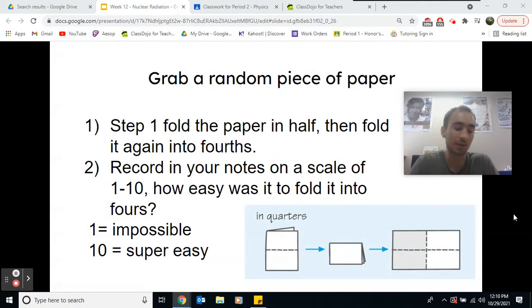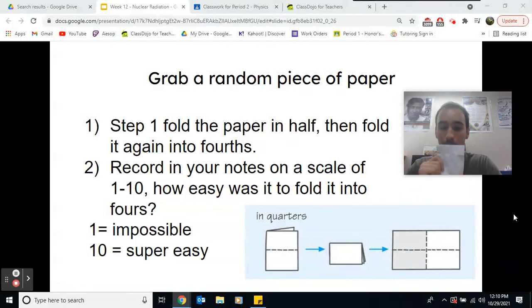The next, I have a little activity for you. I want you to get a random piece of paper. Okay? Here's what I want you to do. You need a piece of paper. I want you to do it with me. Get the paper, a paper like this, fold it in half, and then fold it in half again. So you have it in fours.